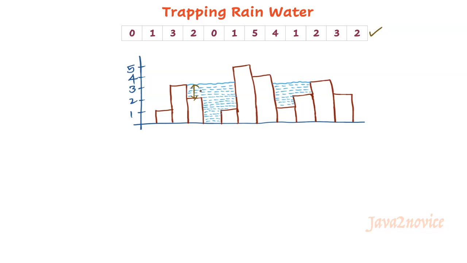We can consider this as 1 unit. This is the water depth at this index, 3 units. This is the water depth at this index, 2 units. Here, 2 units. Here, 1 unit. In total, 9 units of water got trapped here. Please note that no water gets trapped at the edges, here and here.